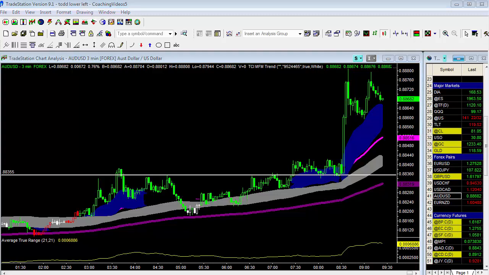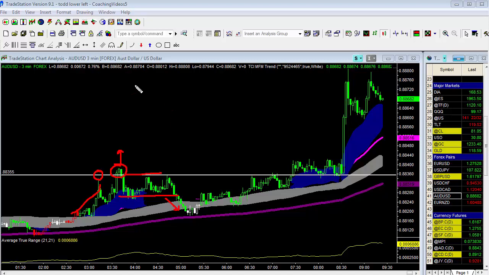As you can see here, last night the market traded up, almost got us filled, and then right in here it went up through the 88.35, got us long right in here, and then immediately the market started to consolidate. The market pulled back. Now remember, this is a 3-minute chart of the Australian US dollar.